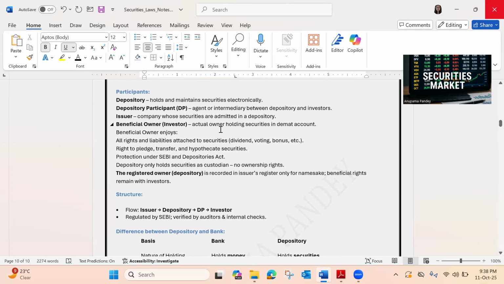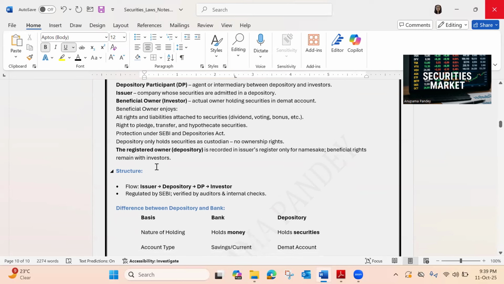So the beneficial owner is the actual owner holding securities in a demat account. The beneficial owner enjoys the following benefits: all the rights and liabilities attached to the securities, like dividend, voting rights, and bonus, are with beneficial owners. The right to pledge, transfer, and hypothecate securities also lies with the beneficial owner. Protection under the SEBI and Depositories Act also lies with the beneficial owner. The depository only holds the securities as custodian, and no ownership rights are held by the depositories.